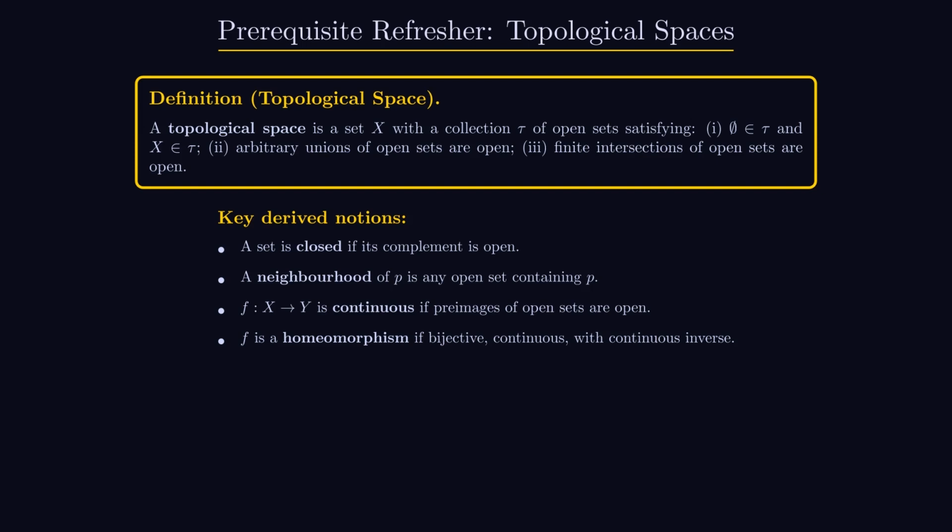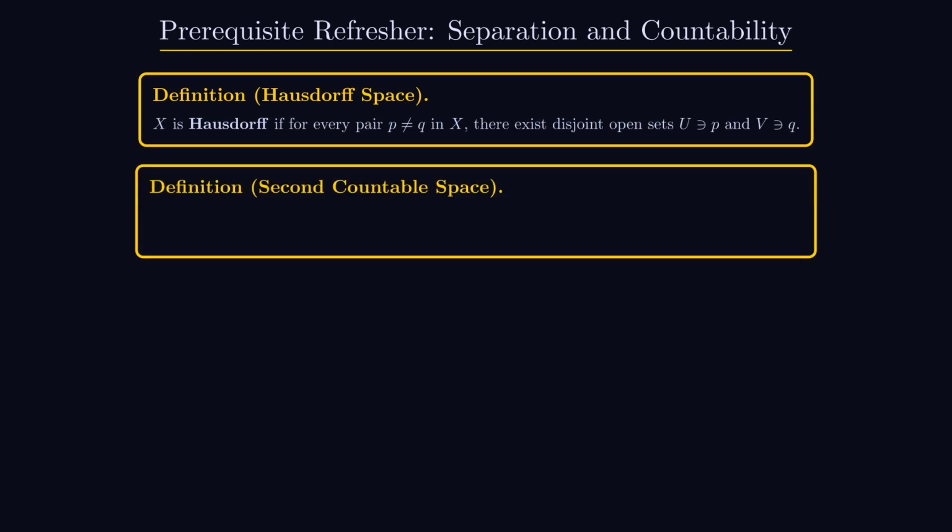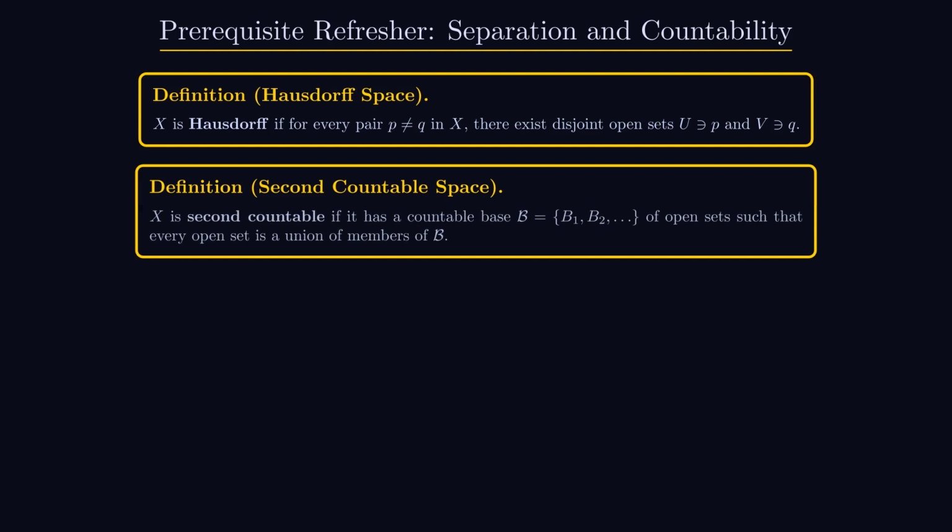Two further separation and countability axioms are required for manifolds. A space X is Hausdorff, named after the German mathematician Hausdorff, if every pair of distinct points P and Q can be separated by disjoint open neighborhoods. A space is second countable if its topology has a countable base, a countable collection of open sets from which every open set can be built by taking unions.